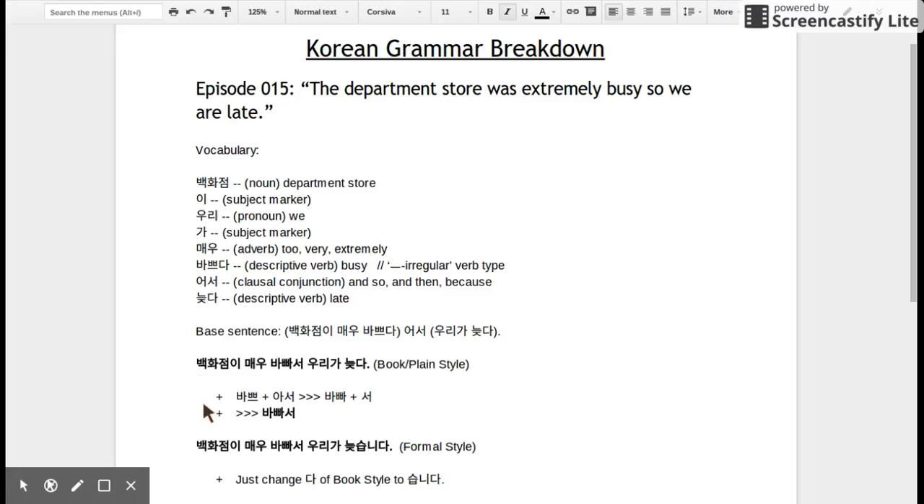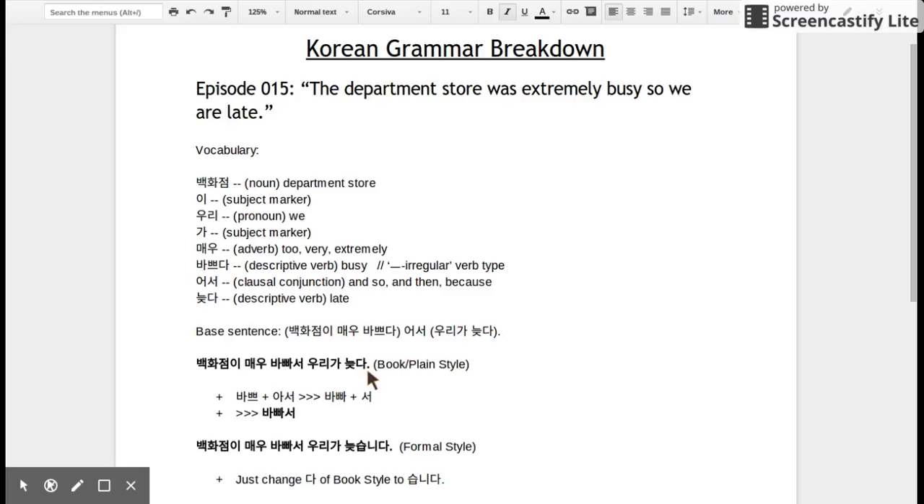Now, this irregular verb changes to either ah or eo here, depending on the first syllable's vowel. Okay, so babada combines with asa and the da is replaced by that. We're going to talk more about that in a second. So baba plus asa creates baba sa. So in our plain style, Baekwajam i mei-u baba sa uri ga nutda.